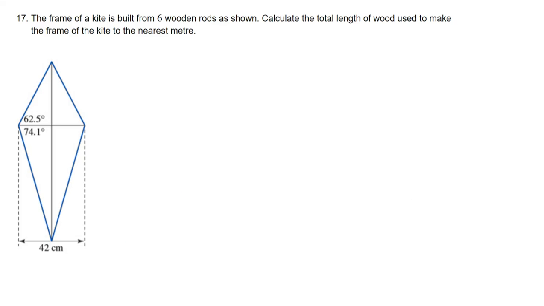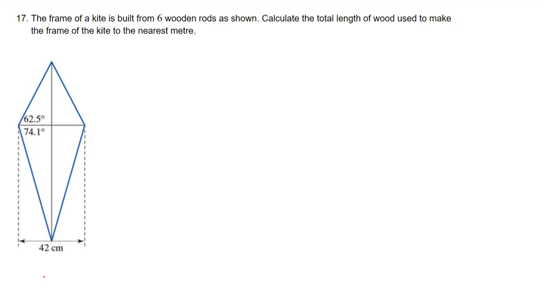Okay, this is the last one, question 17, and it's going to be very lengthy, so just bear with me. So the frame of the kite is built from 6 wooden rods. We've got 1, 2, 3, 4, 5, 6. And we need to calculate the total length of wood used to make the frame of the kite.